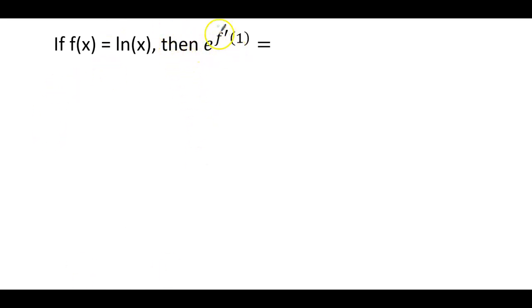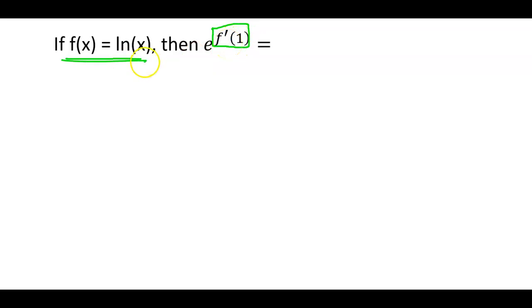These questions are interesting. So we have f prime of 1 here, and then here's f. So what we're going to do is find out what f prime of 1 is first, and then we're going to replace this with that value, and then we're going to simplify it. So let's first of all find out what f prime of 1 is.